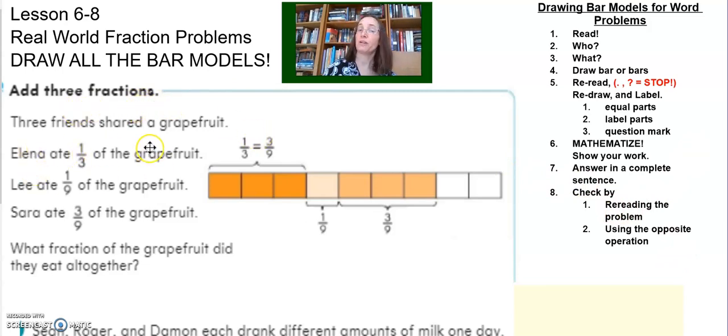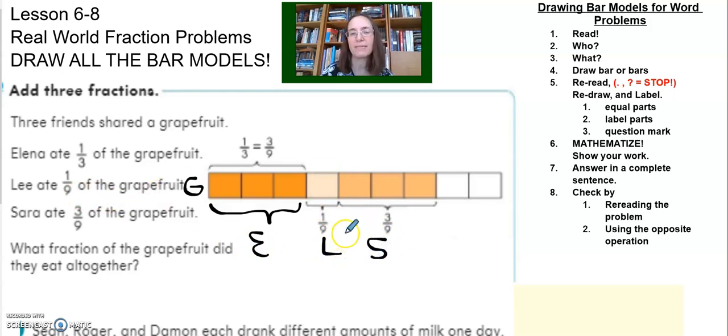3 friends shared a grapefruit. Elena ate a third of the grapefruit. Lee ate a ninth of the grapefruit, and Sarah ate 3/9 of the grapefruit. What fraction of the grapefruit did they eat altogether? Well, let's see. I would have called it a grapefruit. And here's Elena. I'm just going to draw this little bracket here and say that this is Elena's part. Lee ate just one, so this is Lee's part. And then here we have Sarah's part right here. I like to label that stuff.